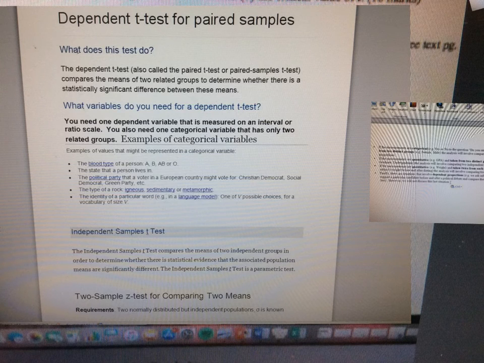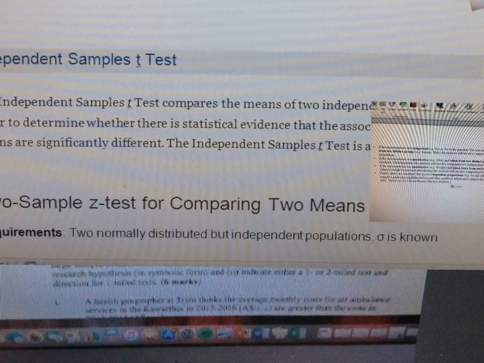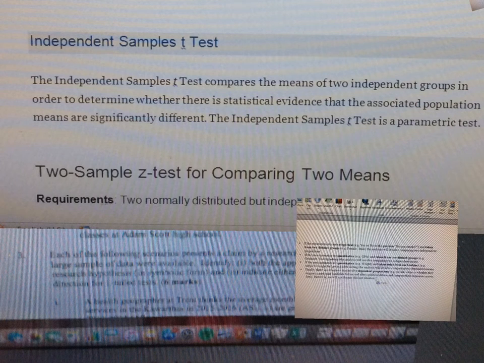Moving on then to the independent t-test. Okay. So if it's independent, you are looking at two independent groups that have no relation to each other, and you're testing to see if there's a significant difference between those two groups.